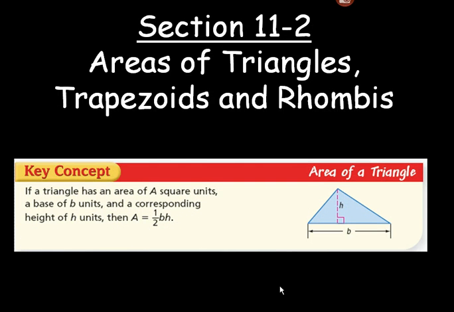Let's talk about triangles, trapezoids, and rhombus. A triangle has an area A units and the base B units and corresponding height H units. Then the formula would be A equals 1/2 base times height. It's just like the formula for a parallelogram, except it's half. Determine the base, determine the height of the triangle, and then you have enough information to determine the area in square units.